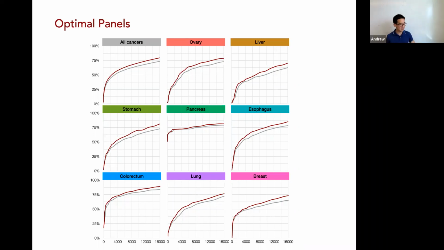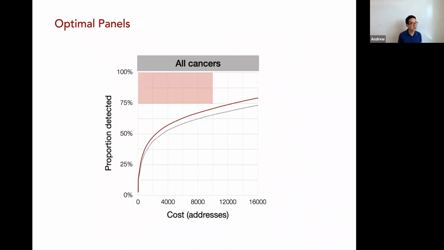Let me zoom back in to the top left picture. Here's where we're at. I wanted, using 10,000 addresses, to achieve a sensitivity of 75%. That's the pink area in the top left. I haven't gotten there. If anything, I'm really impressed. I don't think the original folks used optimization software, but considering the red line is the absolute optimum, they did pretty well.